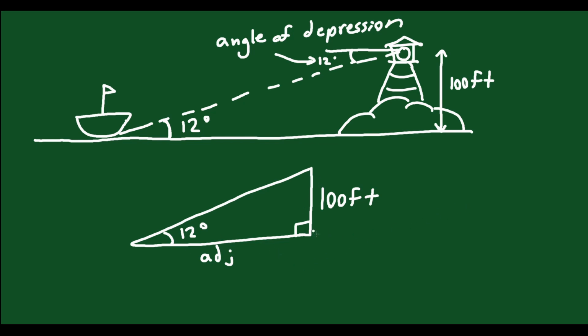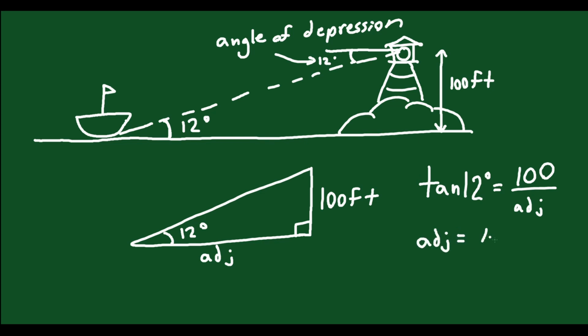100 feet is the opposite side. We're looking for the adjacent. That tells us we should be using tan. Tan of 12 degrees is equal to opposite over adjacent, so 100 over the adjacent side. Using our algebraic skills, we can isolate for the adjacent. Just swap it with that tan 12. So you'll have the adjacent side is equal to 100 divided by tan 12 degrees.